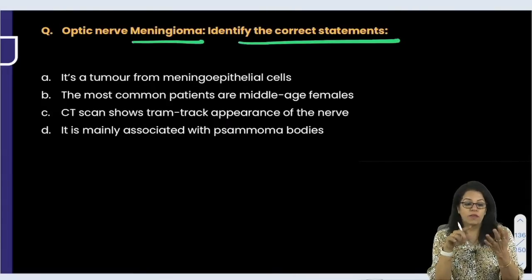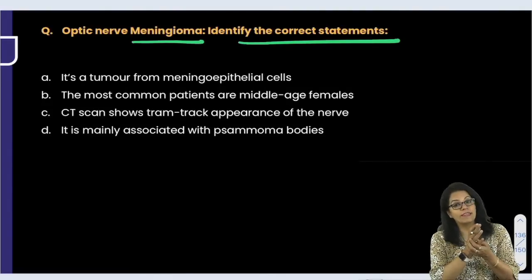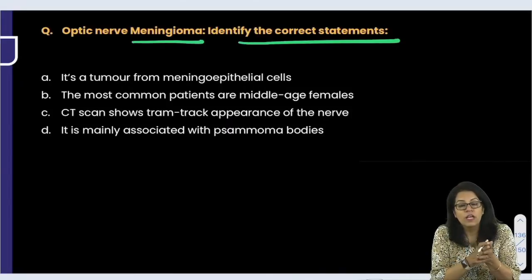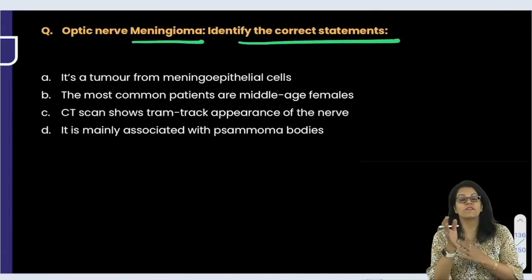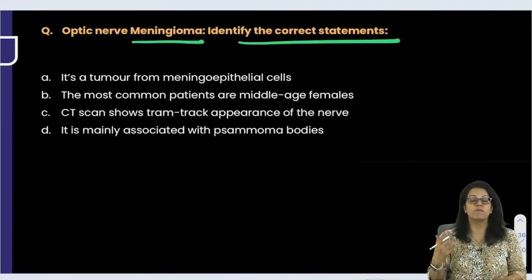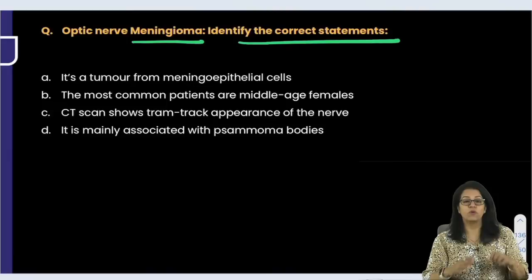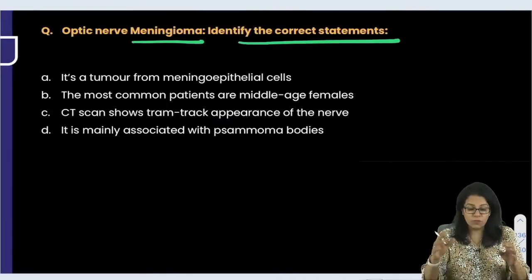What is very important to remember regarding the pathology in meningioma? It is psammoma bodies, whereas in optic nerve glioma, this is an exam question, the most common pathological type is pilocytic astrocytoma, where the tumor cells are hair-like. I hope you are noting down. Let us come to this question.